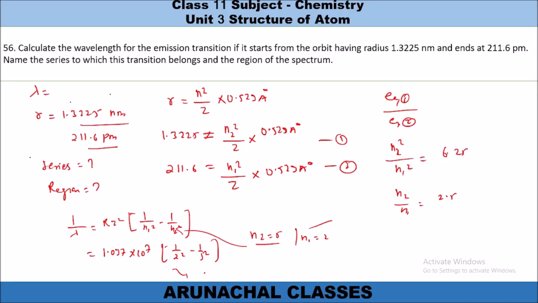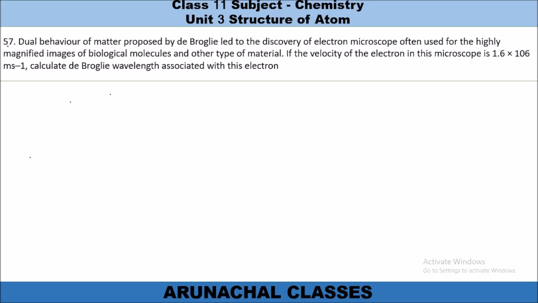After solving this one, we will get the lambda value as 434 multiply with 10 power minus 9 meter, that is 434 nanometer. So this particular wavelength lies in the visible region. So here the region is visible region. Going for question number 57.